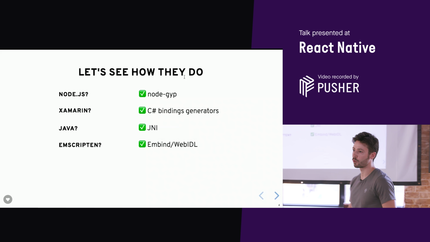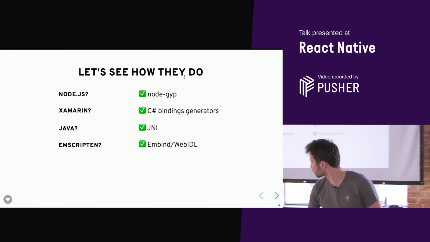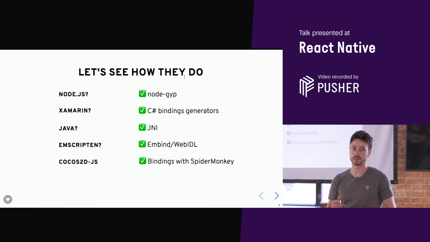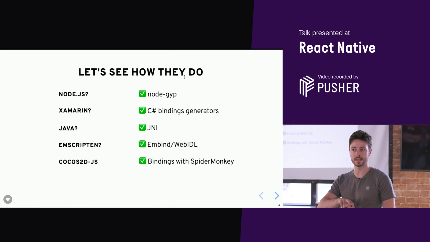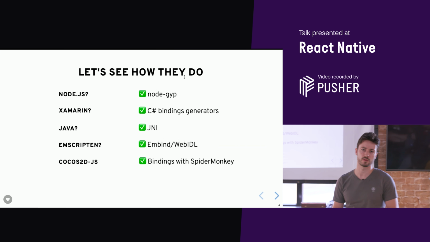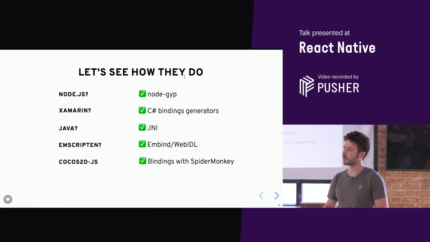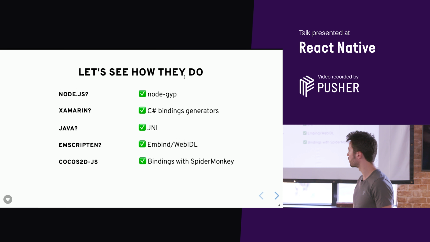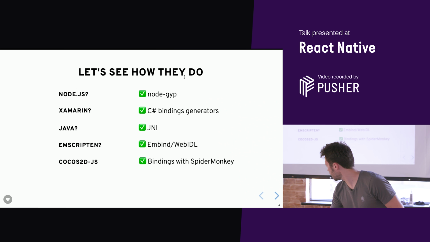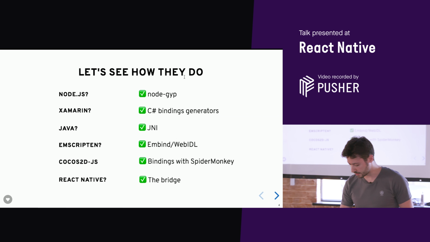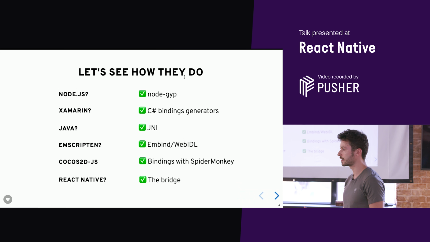They have embind or WebIDL. Cocos2d-JS is a cross-platform development software using JavaScript and rendering everything using OpenGL. They also have bindings because they are using the engine of Firefox, SpiderMonkey. That's the engine that I used for the game with the cat. It's running quite well and it's using JavaScript. And last thing is React Native. We have the bridge. So let's take a look at what this bridge is before going back to creating native modules.